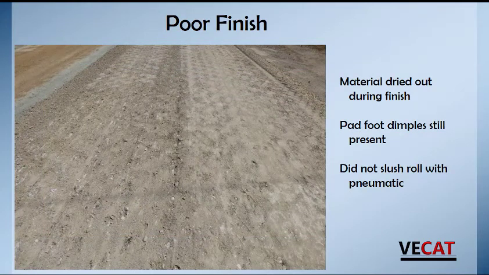Now the poor finish. So you can see lots of dimple marks from the pad foot roller. The blade operator did not cut deep enough to get the pads out, and now what you can see is the dimples hold loose material. So the smooth drum roller rides along the edges of the pads or the center of the drum pads and cannot get down into the holes to get the material compacted. So then the material stays loose. They didn't slush roll it, and all this loose material just continues to lay on top of the surface and ravel and cause problems down the road.